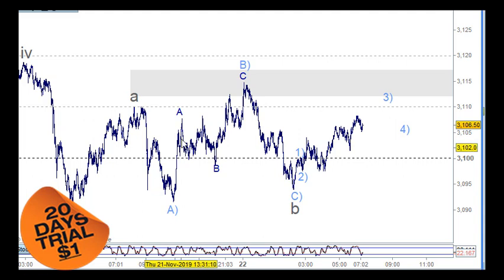There's 1, 2, 3, 4, 5 here for an A wave, an A and a B and a C for the B wave, and then 1 and 2 and 5 waves in here for the third, fourth and fifth here. So we've got a corrective move here.